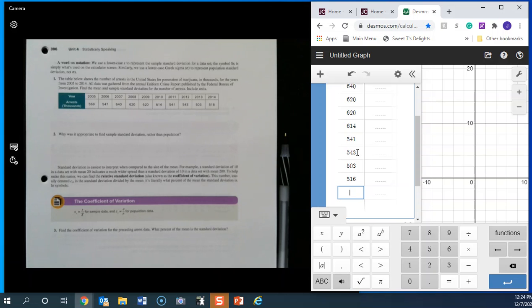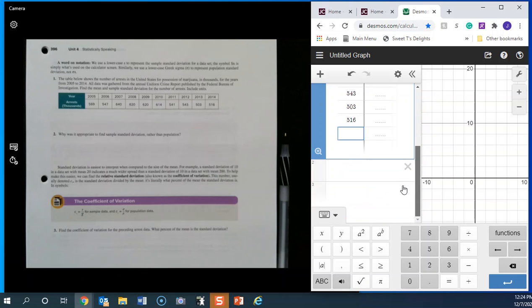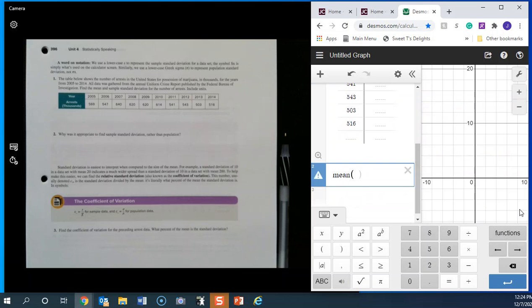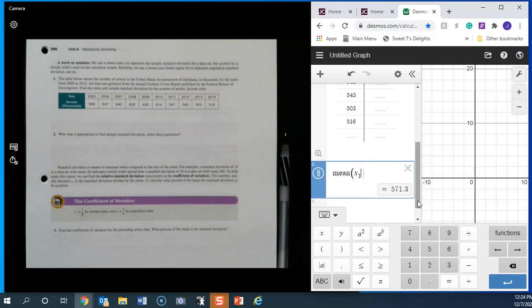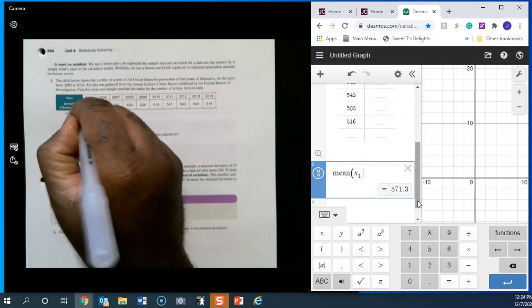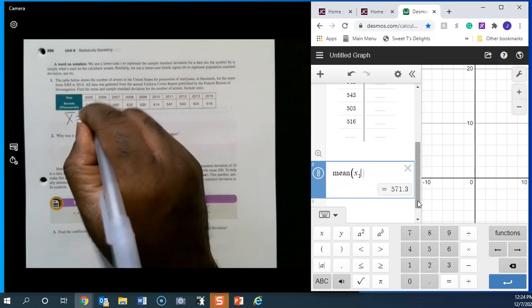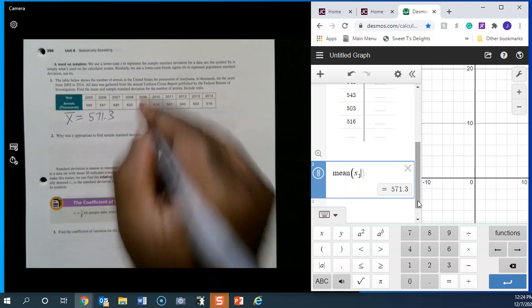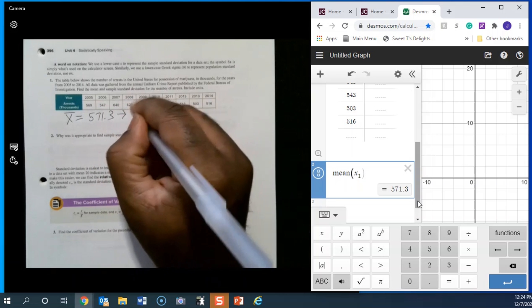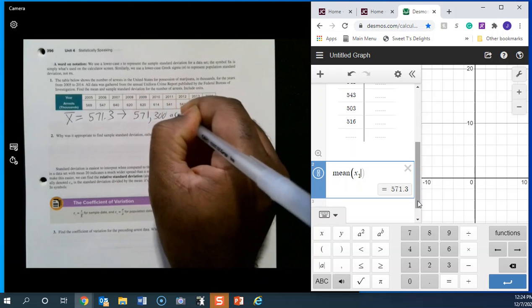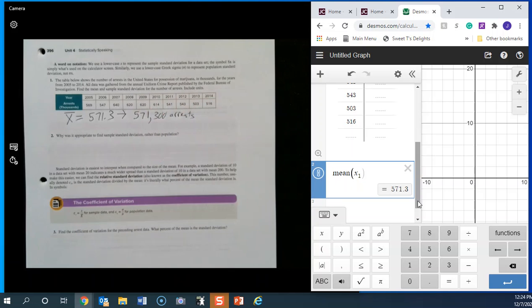It says find the mean and sample standard deviation. So we know how to find the mean. We'll click here, go to functions, hit mean, hit X1. We have 573. So since it's sample, we'll put the x bar, and it'll be 571.3, which is basically, because remember this is in thousands, 571,300 arrests. That would be our mean.